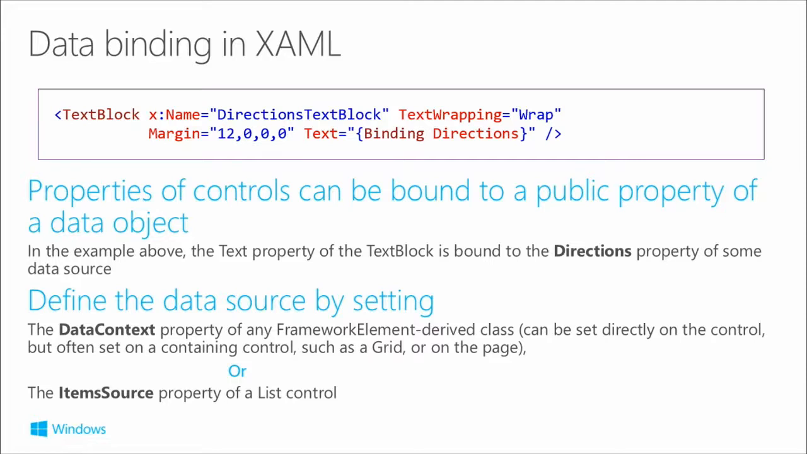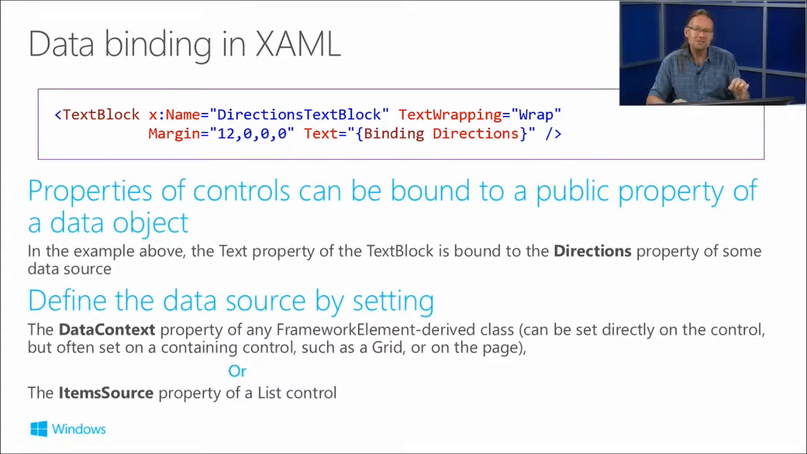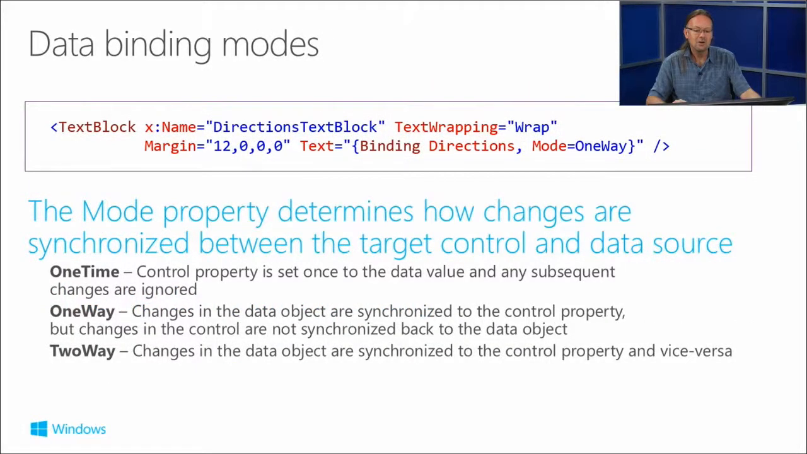This statement doesn't say what the object is where that directions property can be found. The way that is defined is by a different property called data context, which you can set on any control, but typically you'll set that on the page control. There are data binding modes. The default is one way, which means whenever your logic changes the values exposed by the properties in your view model class, your UI will automatically update.